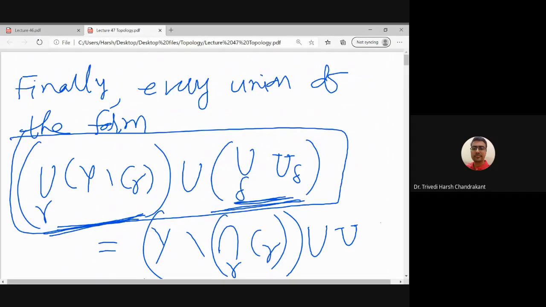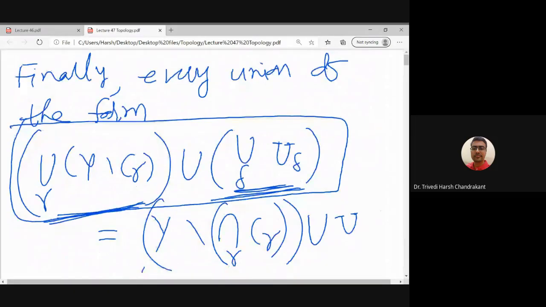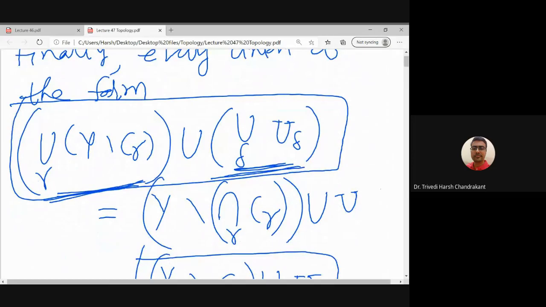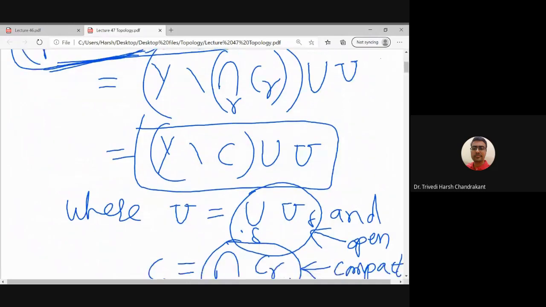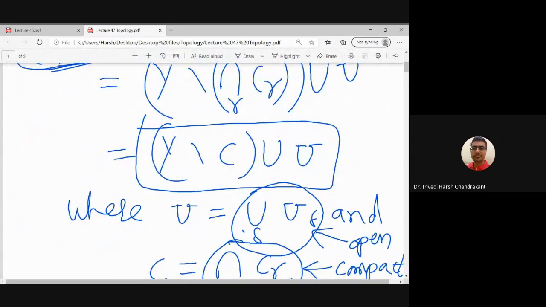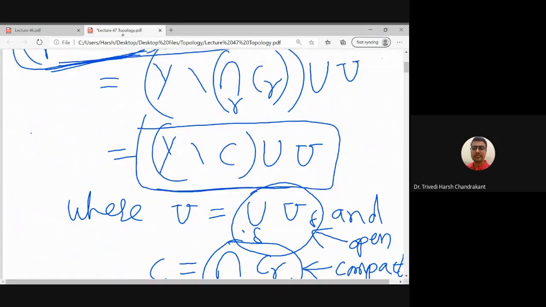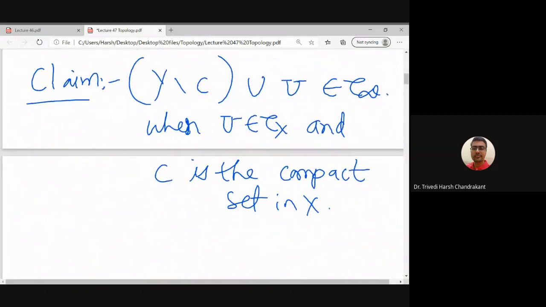And finally, consider every union of the mixed type, where some of the sets are of the first type and some are of the second type. If we have such a union, then by taking complements we can simplify, and we will basically get a set of the form y minus c union u. So now the only thing we need to check is that this element belongs to tau infinity. That is our claim.